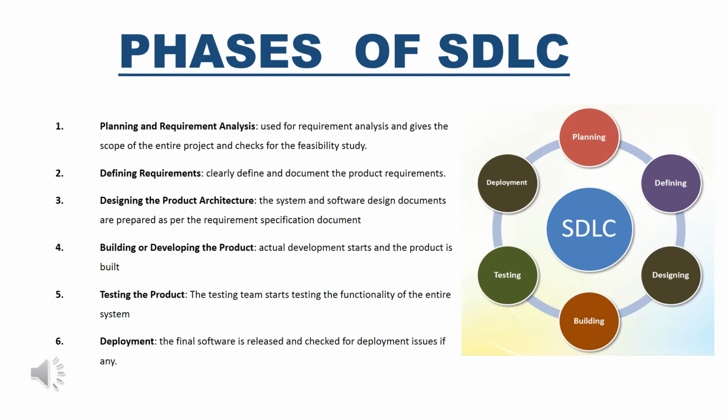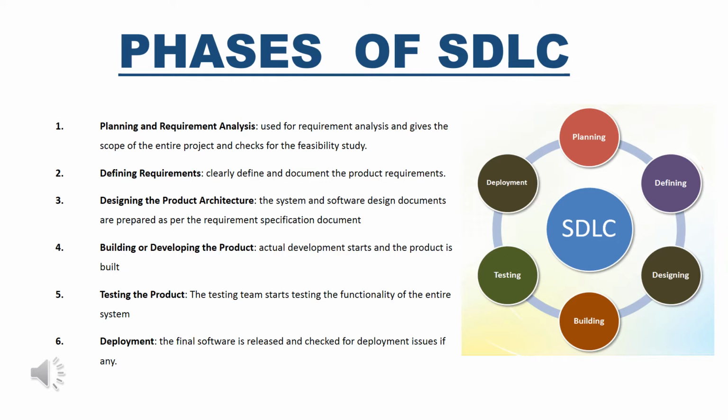In defining requirements, they create a document which is also known as the SRS, that is the Software Requirement Specification document, based on the requirements that they capture from the user. This SRS document includes everything that should be designed and developed during the project life cycle and what things we have to do. Then comes the third phase, that is the designing phase.